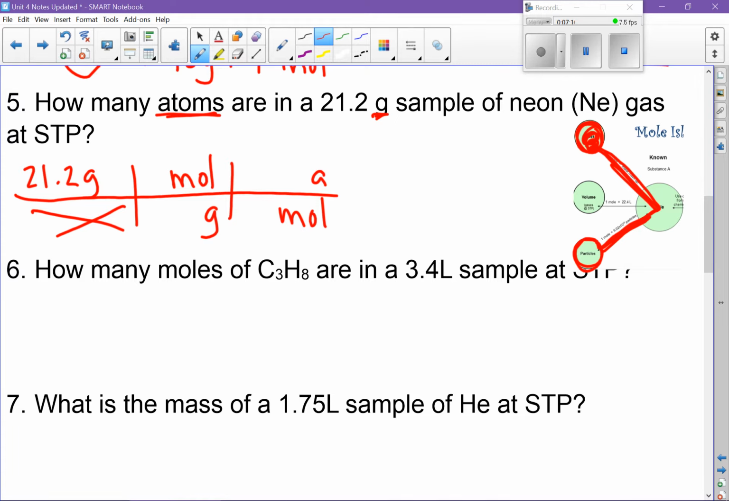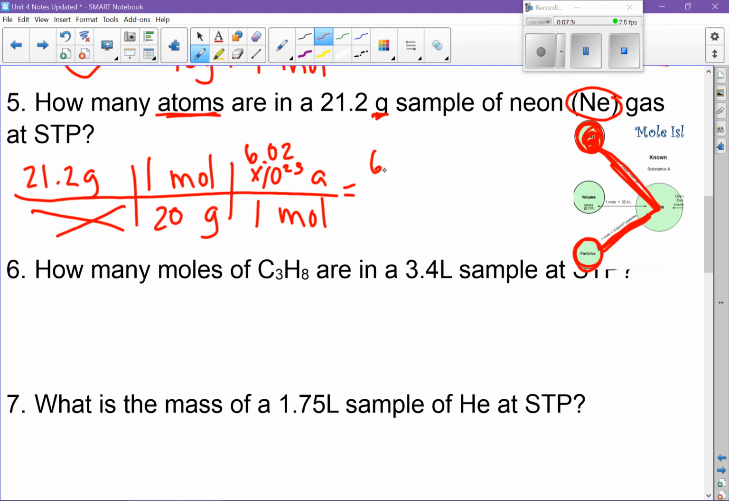Now put your numbers in. Atoms uses Avogadro's number. Mole always gets a 1. And grams, we need to find the molar mass of our chemical, which is neon. If you look on the periodic table, neon has a mass of 20 grams per mole. That goes in there. Then you put this in your calculator.